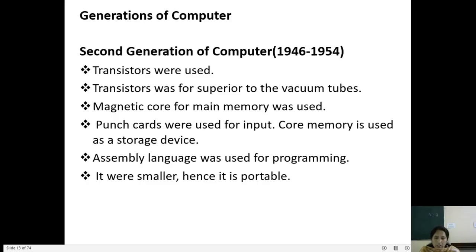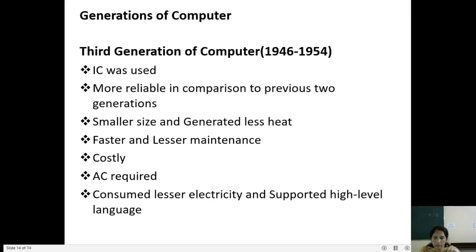Before going for the third generation, in this generation itself, COBOL, BASIC, Fortran, languages like these, which we call the high level language concept, have already been introduced, and they are meant only for certain purposes, which I will tell you when I discuss the third generation of computer.